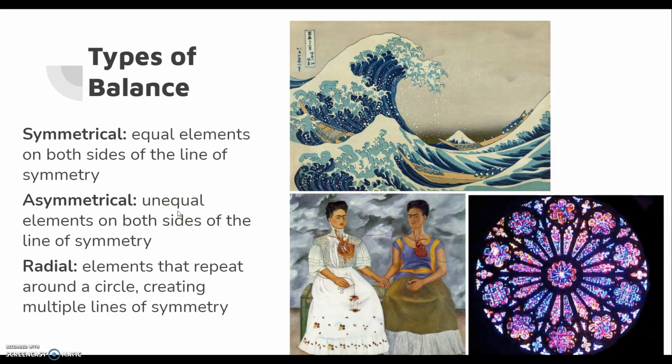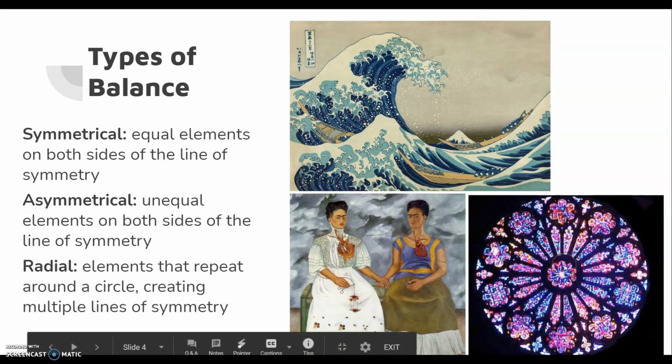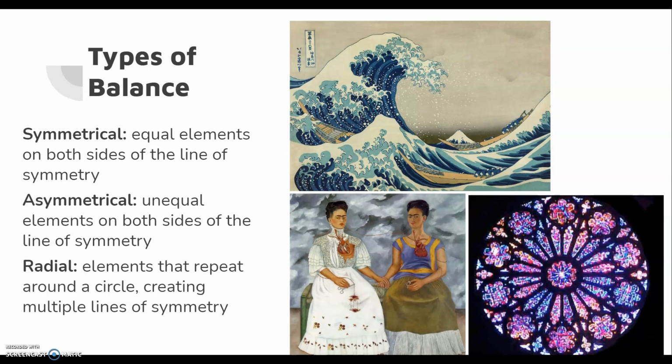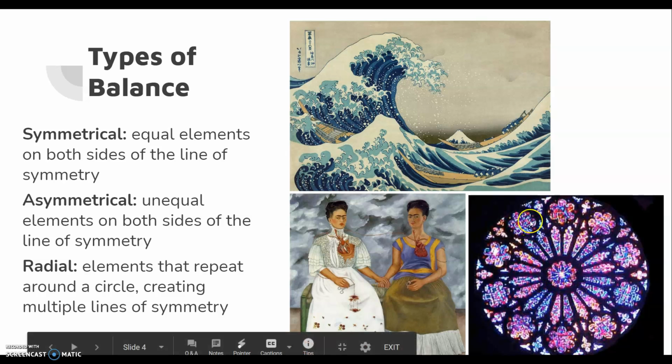And in this print here, this one is asymmetrical. So it's not the same on both sides, but it still has that equal visual weight because there's this movement that's kind of pulling our eyes in and around. So it's not just one thing on one side of the drawing. And then next we have radial, which is something that repeats around a circle, creating multiple lines of symmetry that are all coming from a center point.